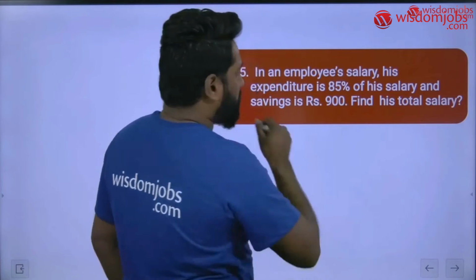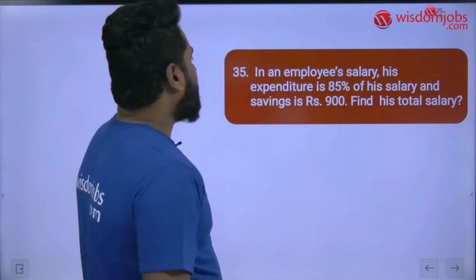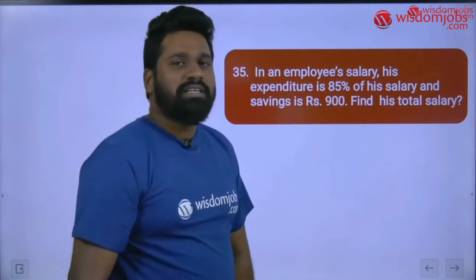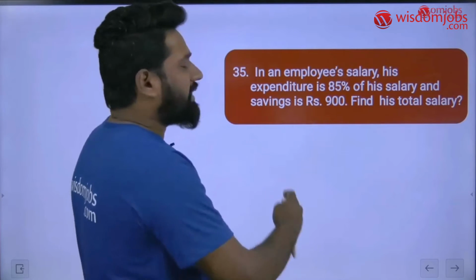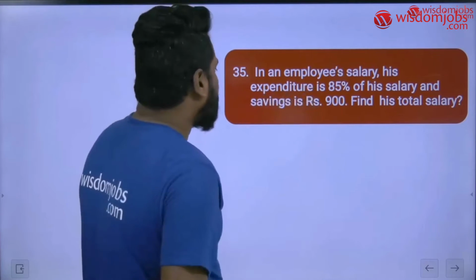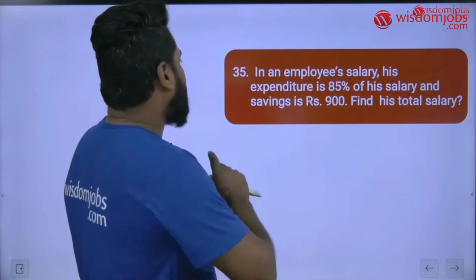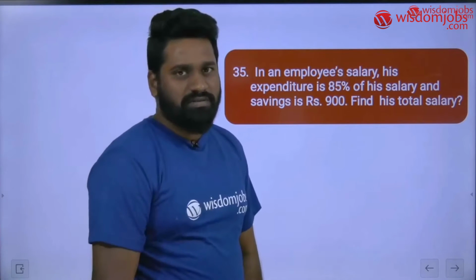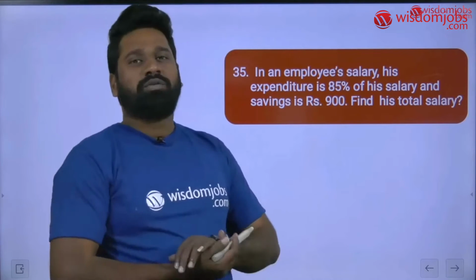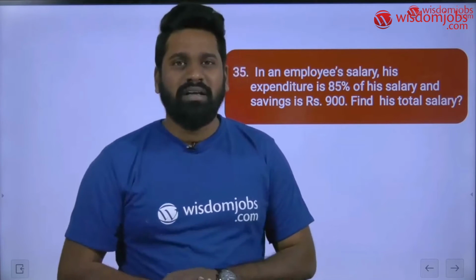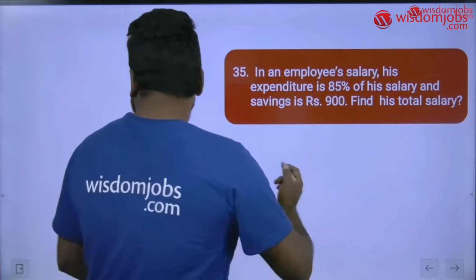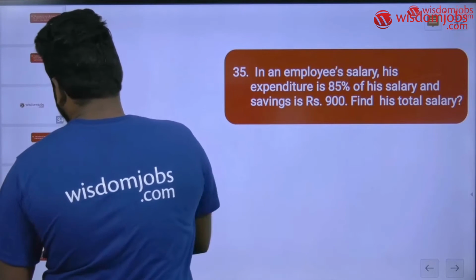So coming to the next. If an employee's salary, his expenditure is 85% of his salary. So in an employee's salary, 85% is his expenditure and savings is 900 rupees. Is it clear? So savings is given. Now it is asking to find the total salary. Just like the previous example, where girls and boys strength is given, here also the same question is mentioned. This is also the same concept, right?